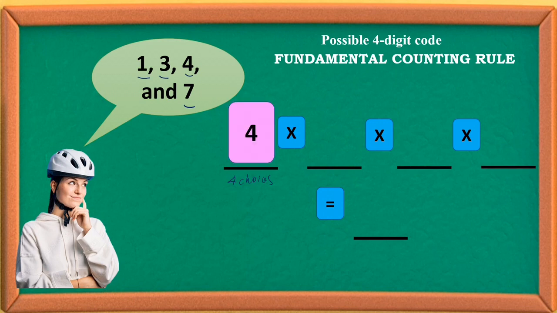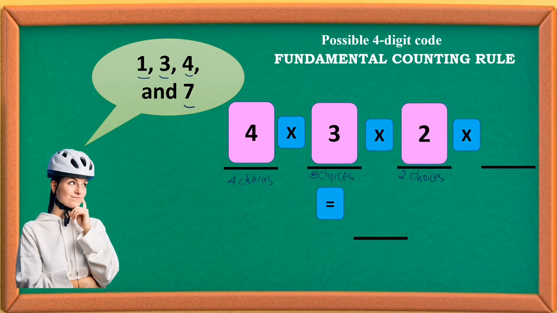For the second digit, since repetition is not allowed, once a first digit has been chosen, you only have 3 choices, because the first digit cannot be repeated. So, you only have 3 choices. For the next digit, since the first 2 digits have been used, you only have here 2 choices. So that is times 2. For the last digit, since 3 digits have been used, only one is left that you can select. So you have here 1.